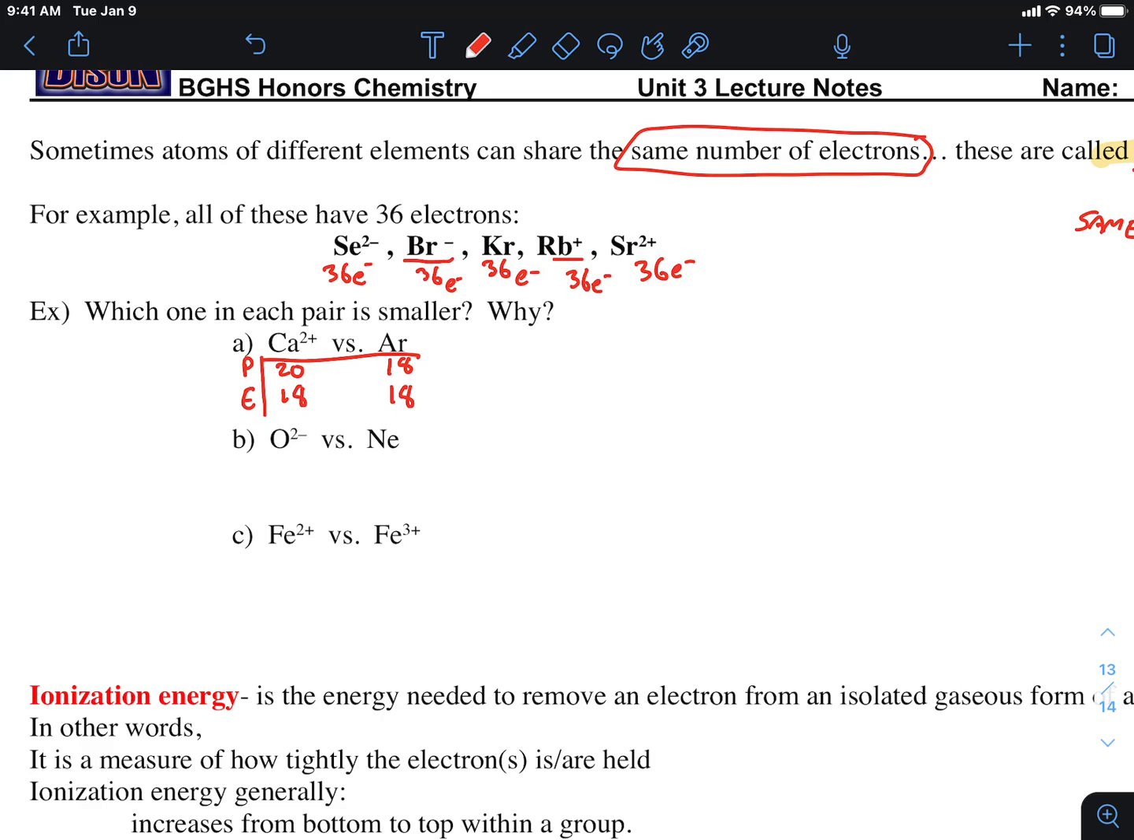So if we ask the question, which one of these is smaller? Well, the one that's smaller is the one that's able to attract its electrons more. Which one would that be? The calcium. Calcium's got more protons, so it's going to attract the electrons inward more, making it smaller.